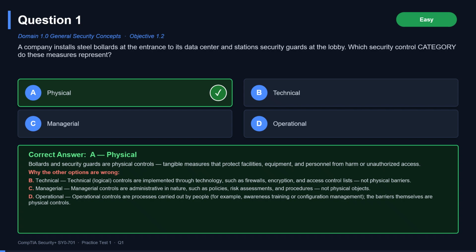Technical is incorrect. Technical, or logical, controls are implemented through technology, such as firewalls, encryption, and access control lists, not physical barriers. Managerial is incorrect. Managerial controls are administrative in nature, such as policies, risk assessments, and procedures, not physical objects. Operational is incorrect. Operational controls are processes carried out by people, for example, awareness training or configuration management. The barriers themselves are physical controls.